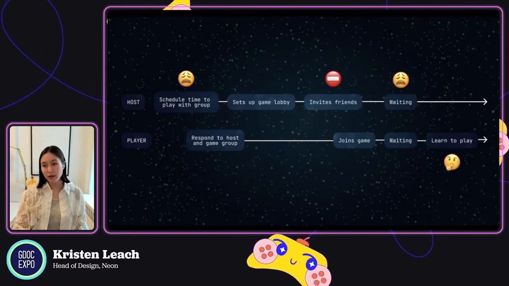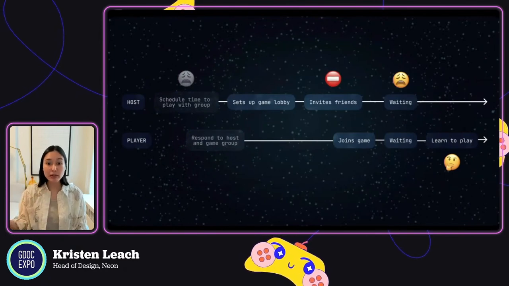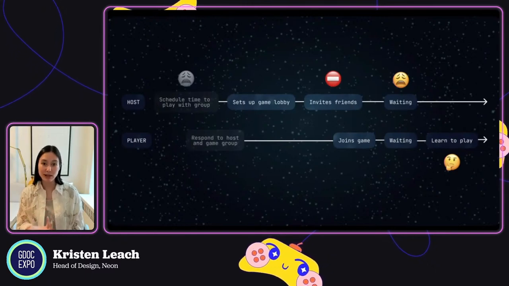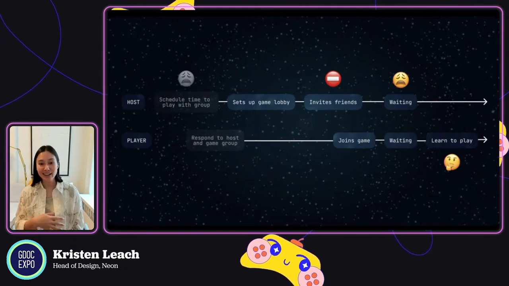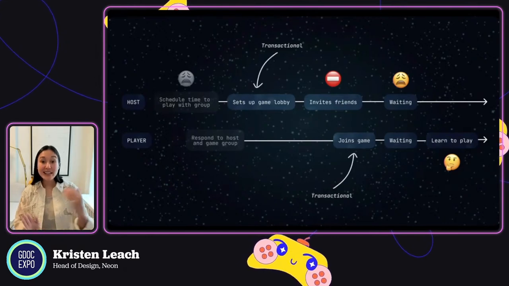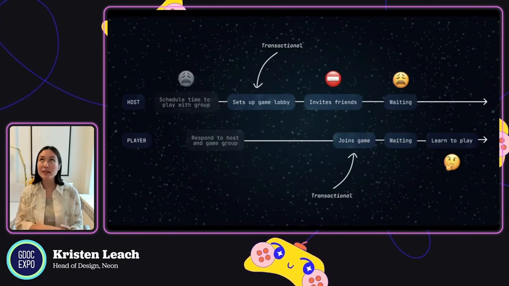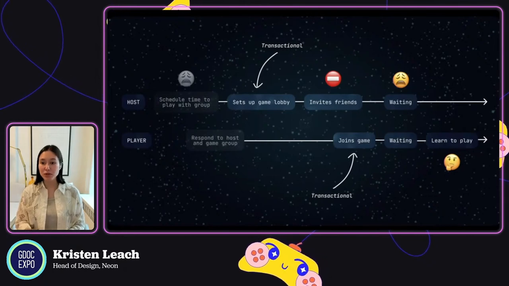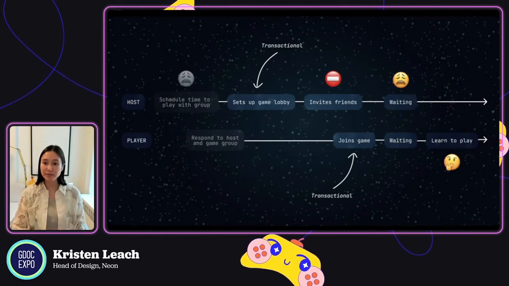So here's how we started to think about prioritization of where we should focus our attention on the screen. Scheduling time to play with a group falls outside of what we felt we wanted to control as a tiny team. We don't know how responsive your friends are going to be or how difficult it is to wrangle a group. We're going to ignore that. Setting up the game lobby and joining the game are pretty transactional steps. Those are not necessarily things that are fun or exciting about the game. So the goal for those steps would be to just get them to work as seamlessly and fast as possible.